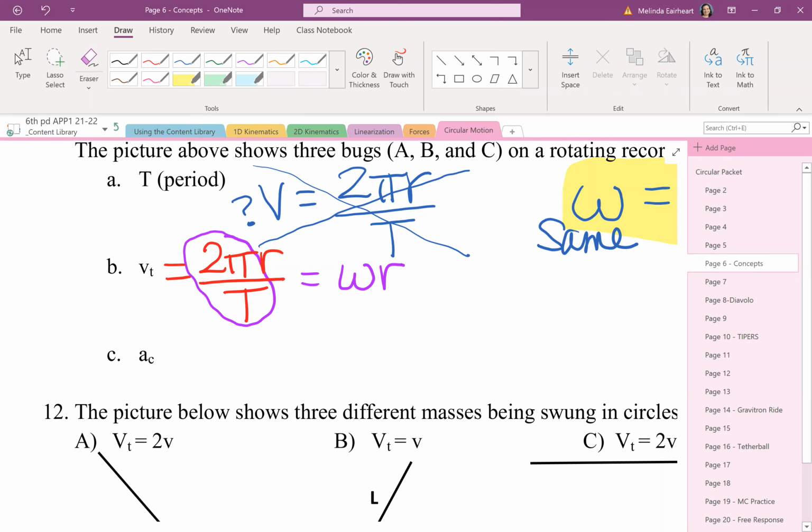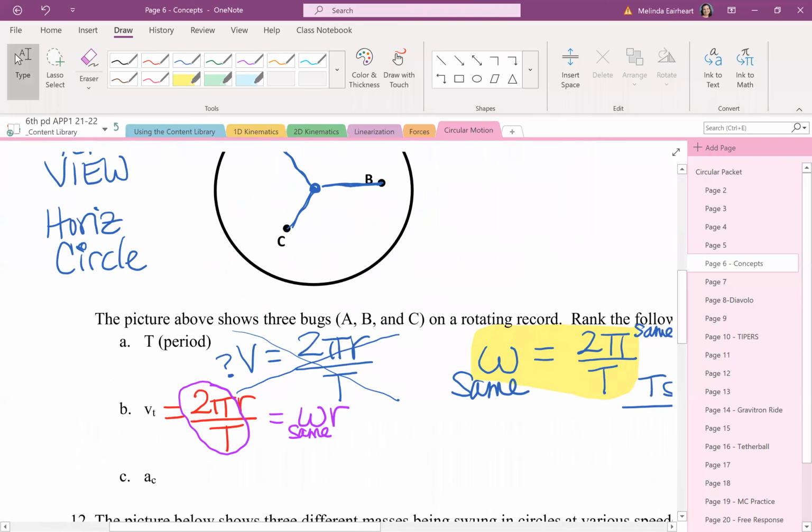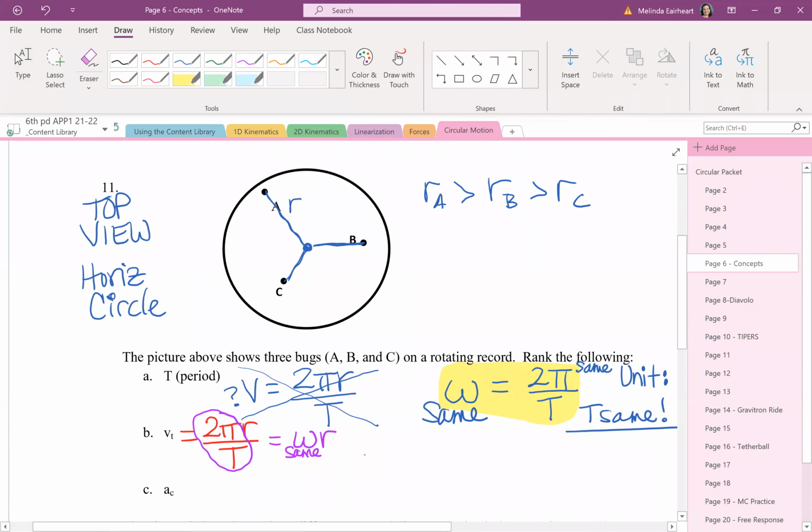Okay, so omega r is a new equation that we can use to figure out velocity. Here we know the angular speed is the same for each. Whoever has the greater radius, well, it's a direct relationship with speed. So who's got the greater radius, greater speed? A. So it'd be A is greater than B is greater than C.